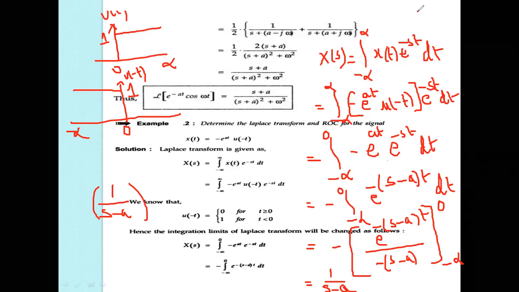See, we got X of s equal to 1 by s minus a, and s minus a is less than 0. Why is it less than 0? Because t tends from minus infinity to 0. We are taking the limits from the negative real axis. So on the negative real axis, s is less than a.